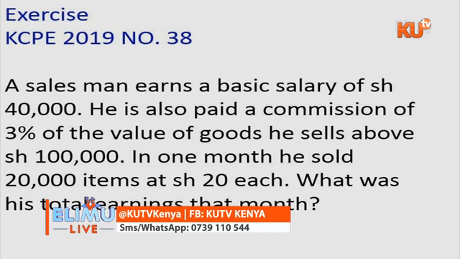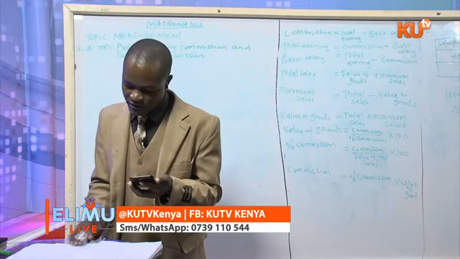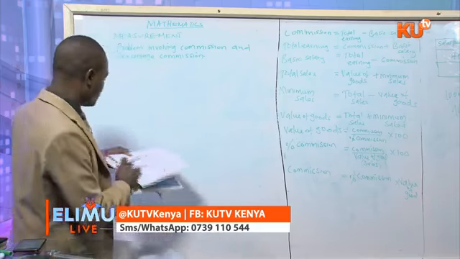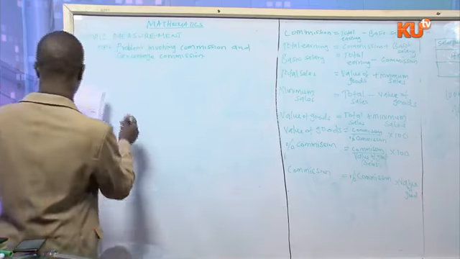A salesman earns a basic salary of 40,000. He's also paid a commission of 3% of the value of goods he sells above 100,000. In 1 month, he sold 20,000 items at 20 shillings each. What was his total earnings that month? So the first thing that I want us to do is to write the information on the whiteboard.